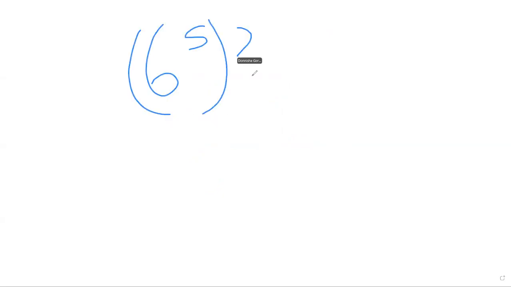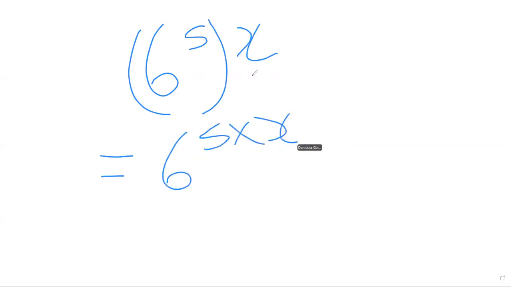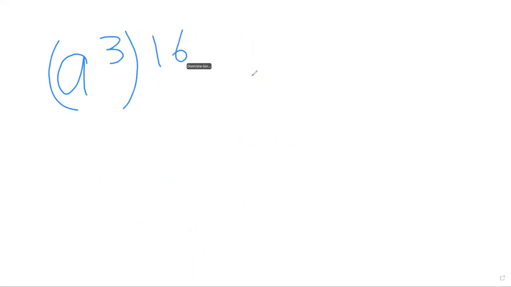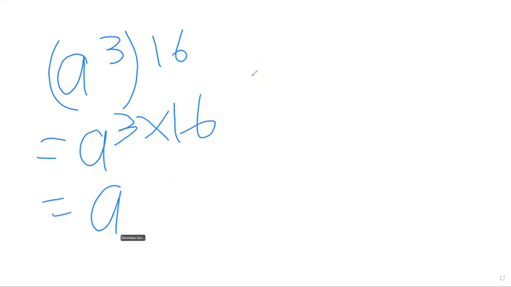All right, so our first one is 6 to the 5th power, and that is being raised to the power of x. That means we're going to multiply our powers, 5 times x, which gives us 6 to the 5x. You can always pause the video and make corrections. Please mark your work as we go along. For our second question, it's a cubed to the power of 16. Again, we are multiplying the powers. 3 times 16 gives us 48. Our answer is a to the power of 48.